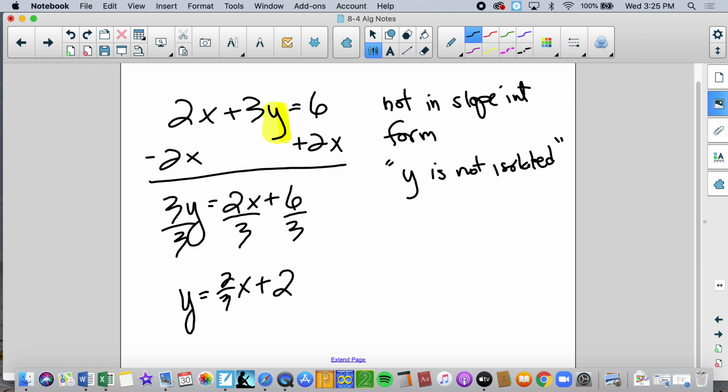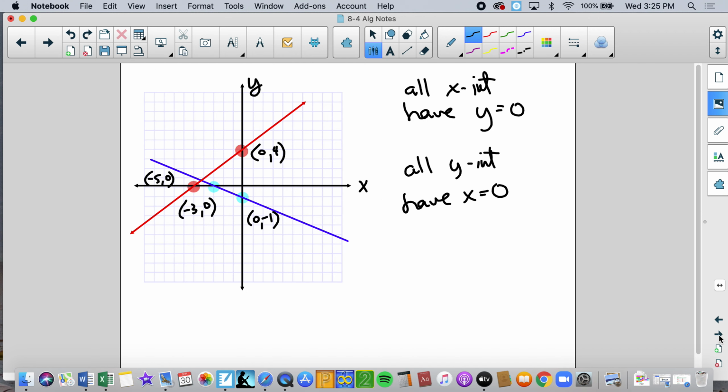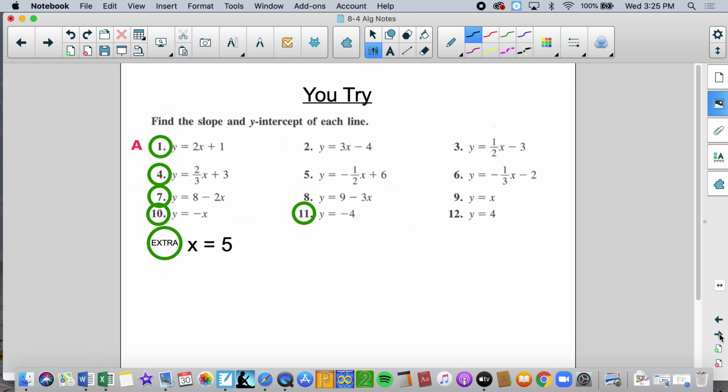Now y is isolated, so we know that it's in slope-intercept form. The slope is going to be the coefficient of x, which is -2/3, and the y-intercept is going to be whatever is being added or subtracted to the variable. All right, here are a couple problems for you to try: 1, 4, 7, 10, 11, and an extra. Pause the video, and when you're ready, let's go over these problems.